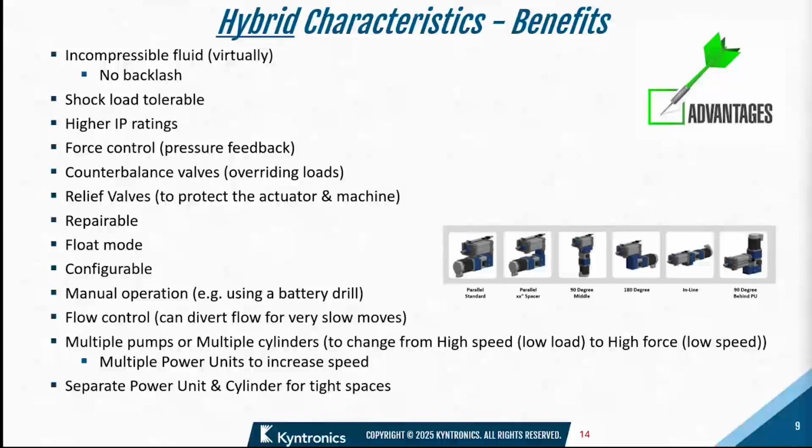Configurable, as you can see, there are all kinds of different configurations. It's just fluid moving, so if there's a tight fit into the machine, we can get pretty clever to fit the actuator into the machine with these various configurations. Also manual operation and flow control. For some presses, you want to go, let's say, 5 inches a second, and then you want to go 5 inches per minute or a half an inch per minute, really, really slow.